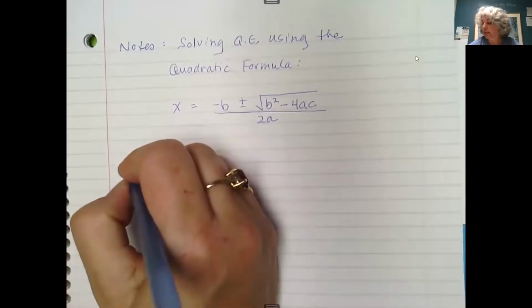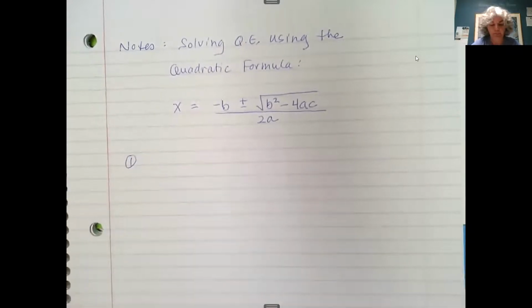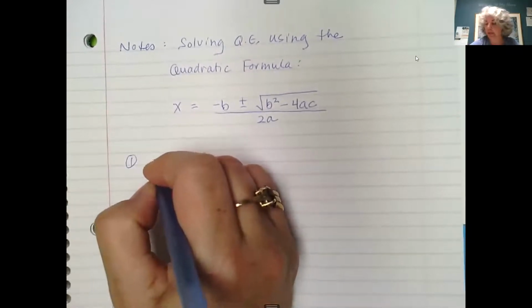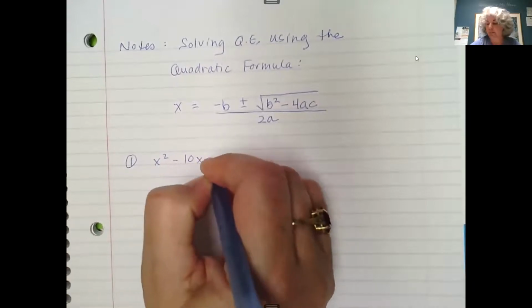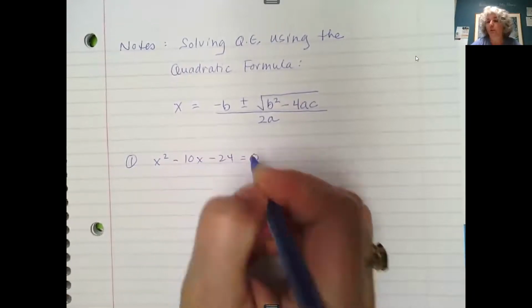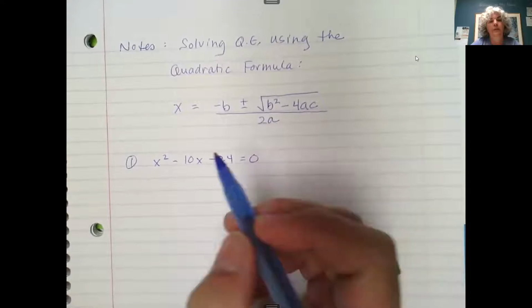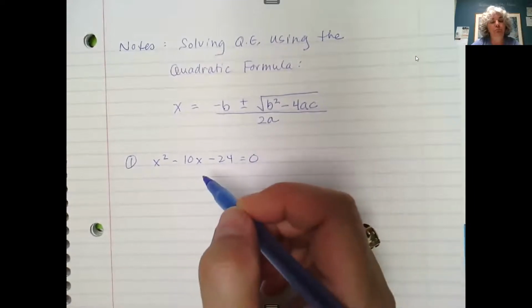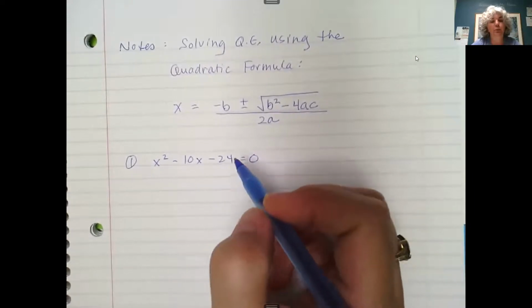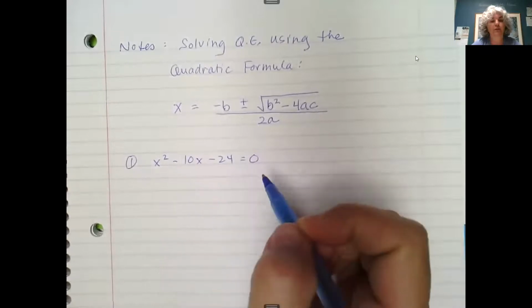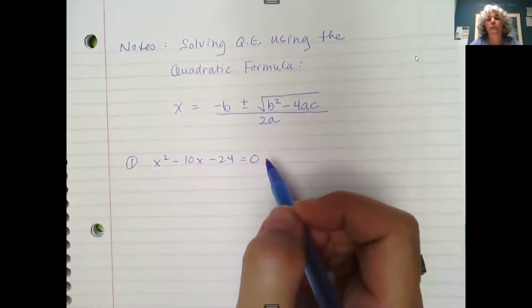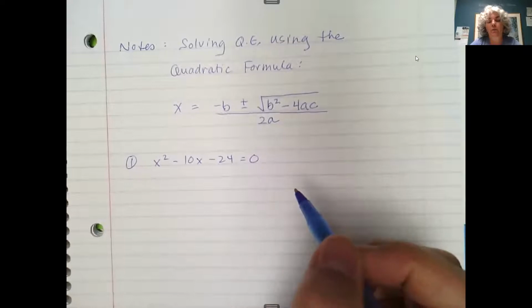All right, so let's take a look at an example. The first example was x squared minus 10x minus 24 equals 0. Now this one you could factor. I can think of 2 numbers that multiply to give me 24 but add to give me negative 10. But we're not going to do that. We're going to use this formula and see if our answers would be the same.